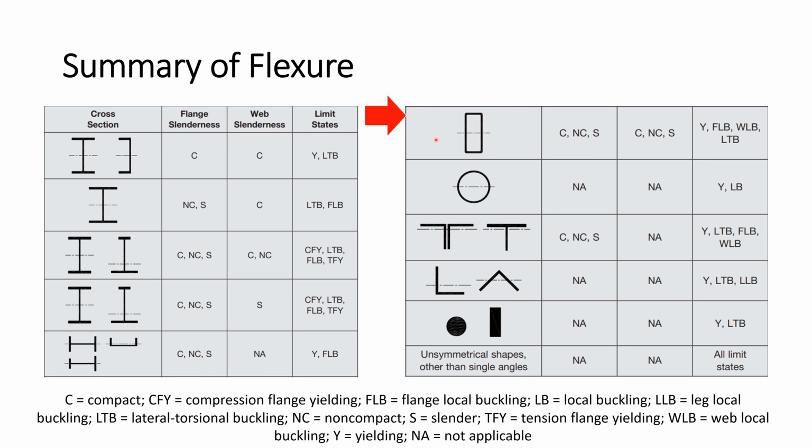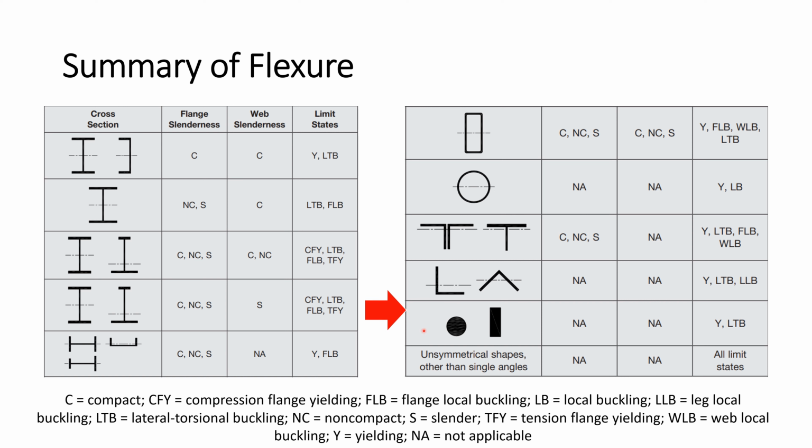Next are rectangular hollow sections. These sections can fail due to yielding, flange local buckling, web local buckling, or lateral-torsional buckling, depending on the case. Next are circular hollow sections that can fail due to yielding or local buckling. Double angles or T sections can fail due to yielding, lateral-torsional buckling, flange local buckling, or web local buckling, depending on their dimensions. Single angles can fail due to yielding, lateral-torsional buckling, or leg local buckling.